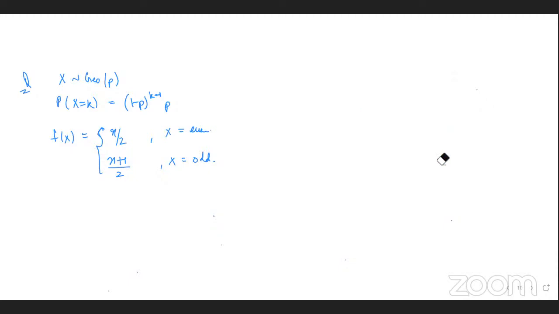It is not like that. First, we should find the range. Okay. So first, we'll find the range of fx. So x is geometric p, so x takes values 1, 2, 3, 4, and so on. Now for x equals 1, since x is odd, it will take 1 plus 1 by 2, so this is going to be 1. For x equals 2, it is again 1. For x equals 3, it is going to be 2. For x equals 4, it is going to be 2.